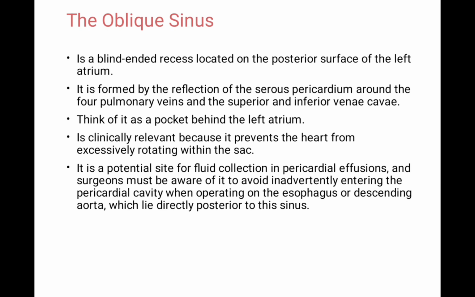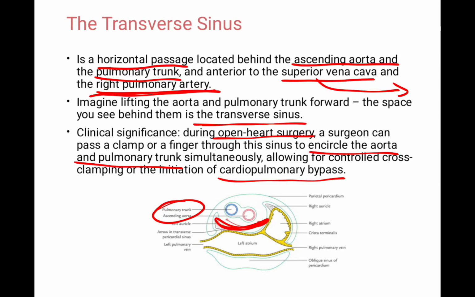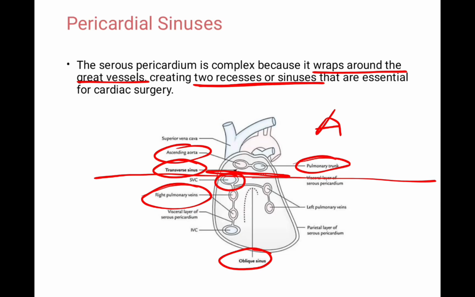Now we have the oblique sinus. The oblique sinus is a blind-ended recess located on the posterior surface of the left atrium. If we go back to this structure, this is the oblique sinus. See it? It is between the left pulmonary veins and the right pulmonary veins. So it is in between veins, while the transverse sinus is between arteries and veins.